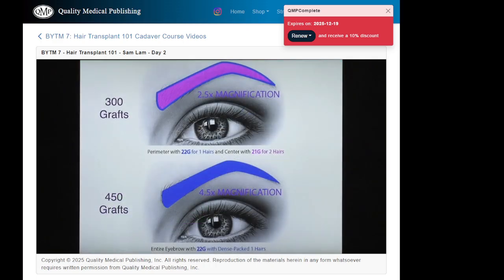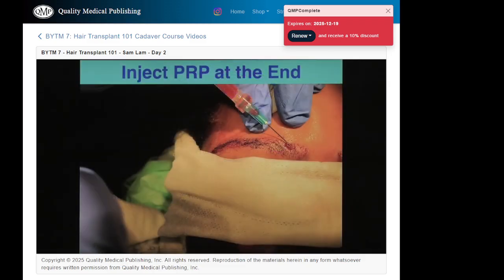And so in the past, I used fewer grafts with 1 hairs. Then I went to more hairs with 1 hairs. Now I'm doing fewer hairs with 2 hairs. So the 2 hairs give me a little bit more density and still naturalness. And then I inject a little PRP at the end of the case.